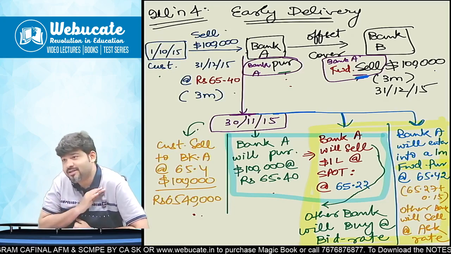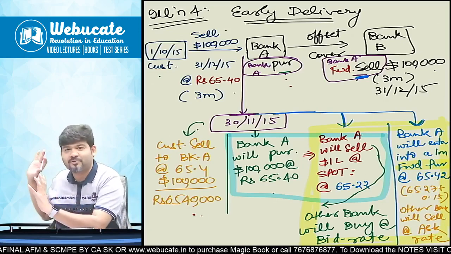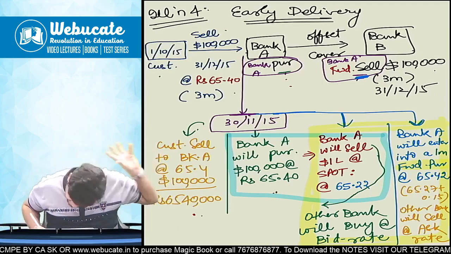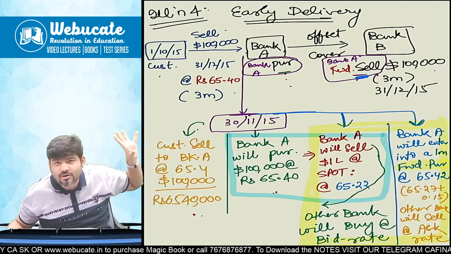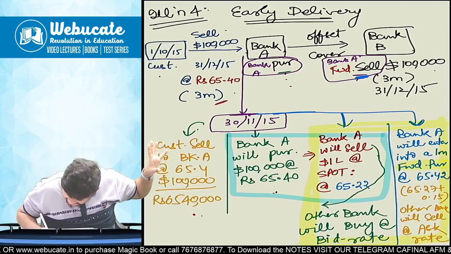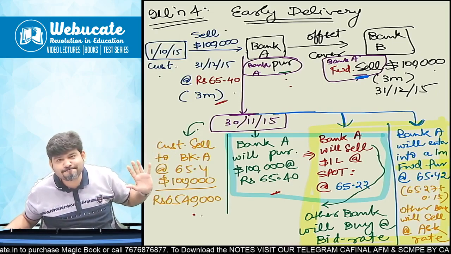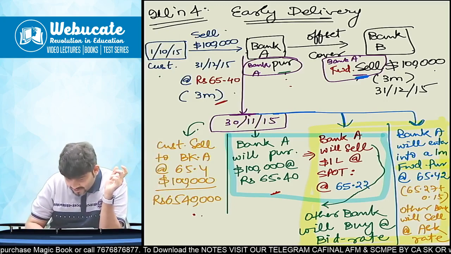Even though the rate is not prevalent anywhere? No, the 65.4 rate is prevalent. The fact that we have agreed to purchase it at 65.4, even though there is no rate on that date, shows that we have offset this transaction. Game over. Done. Let's move on.